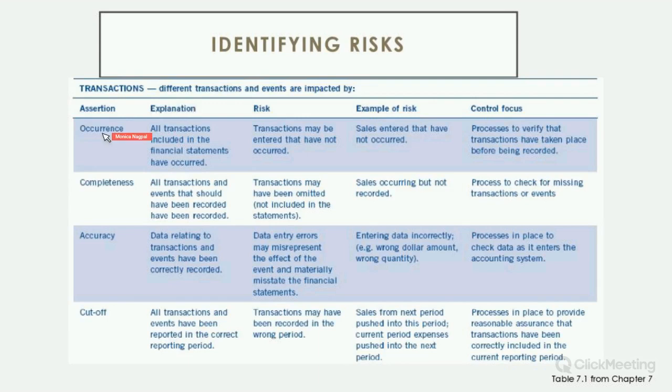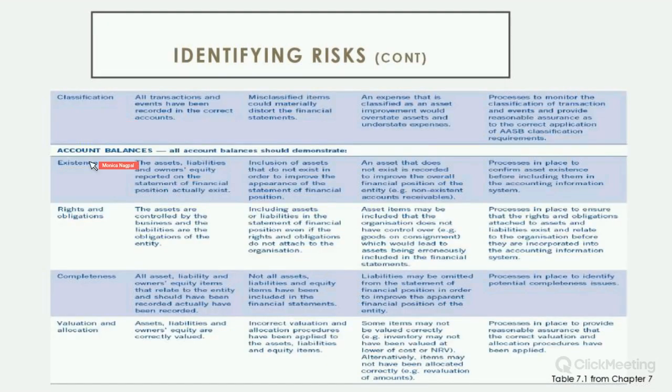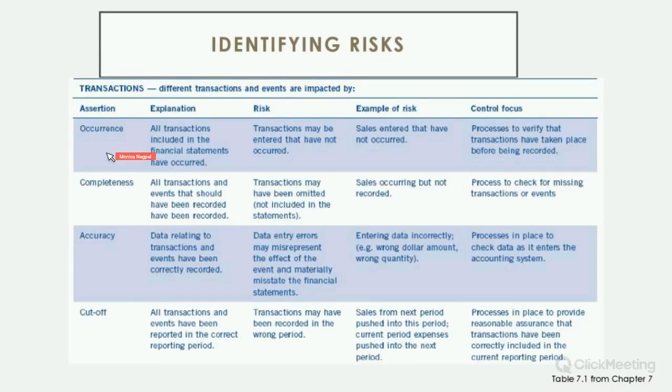But what you have to understand here is the board of directors of the business, they make these assertions, right? Assertions called occurrence, completeness, accuracy, cutoff, and classification, existence, rights and obligations, completeness, and valuation. If I go back a slide, occurrence means what the business managers are saying: all transactions included in the financial statements have occurred.